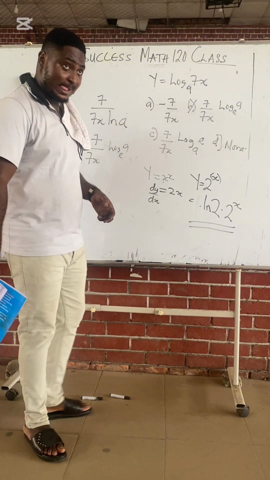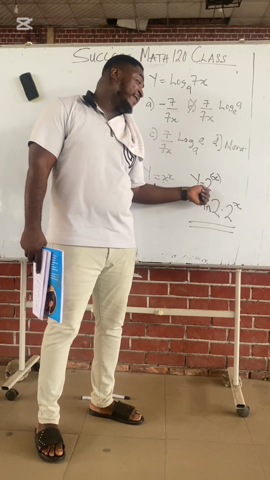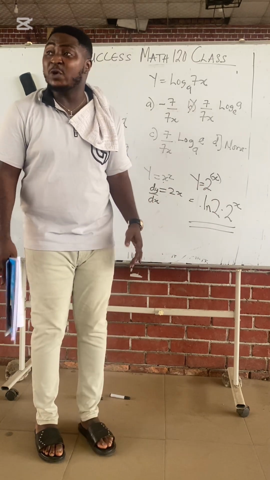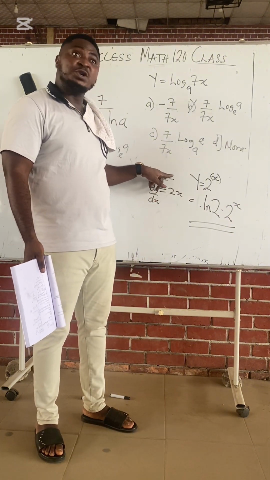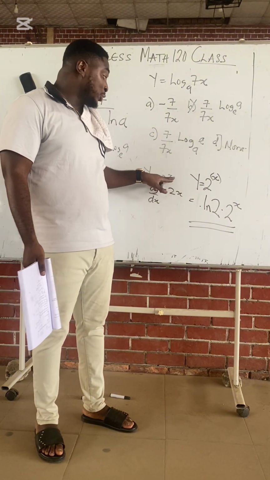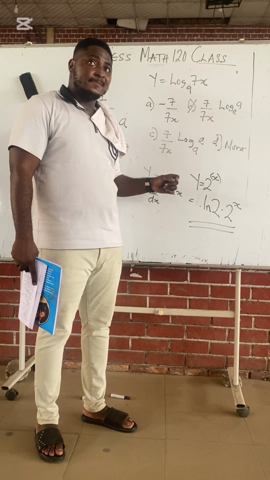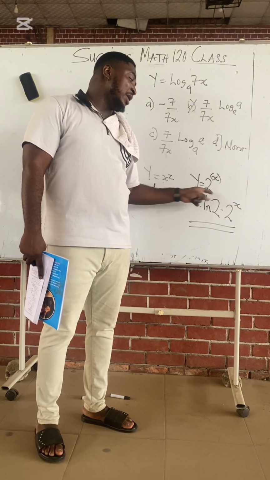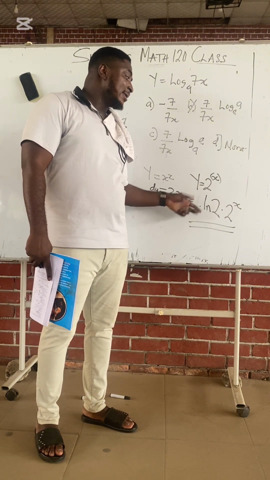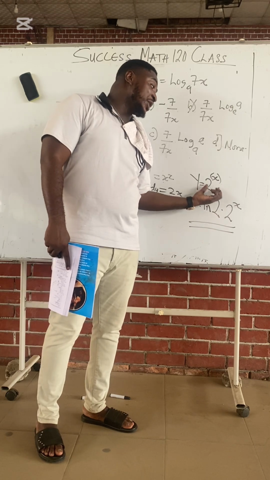I should come again. Anytime your base is a number instead of x, we are used to x being the base, right? Down here, x is the base, 2 is the power. That's what we're used to. But when 2 comes down and x now goes up, class, differentiate this x. What do you have? 1. Then ln of this base 2. Then repeat your 2 raised to power x.